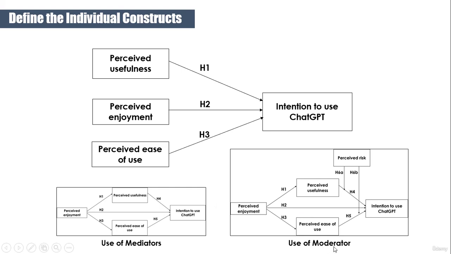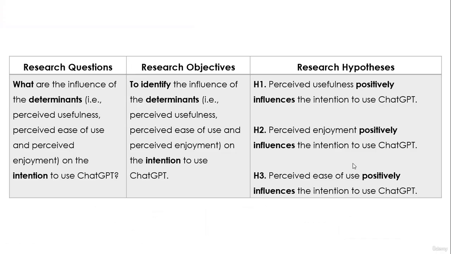Then we will also see the role of a moderator. That means we will introduce another construct called perceived risk, and we will see the moderating role of perceived risk on the relationship between perceived usefulness and intention, and perceived ease of use and intention. On these two relationships, we will see whether perceived risk has any impact or not as a moderator. We will discuss details on mediation and moderation later on.